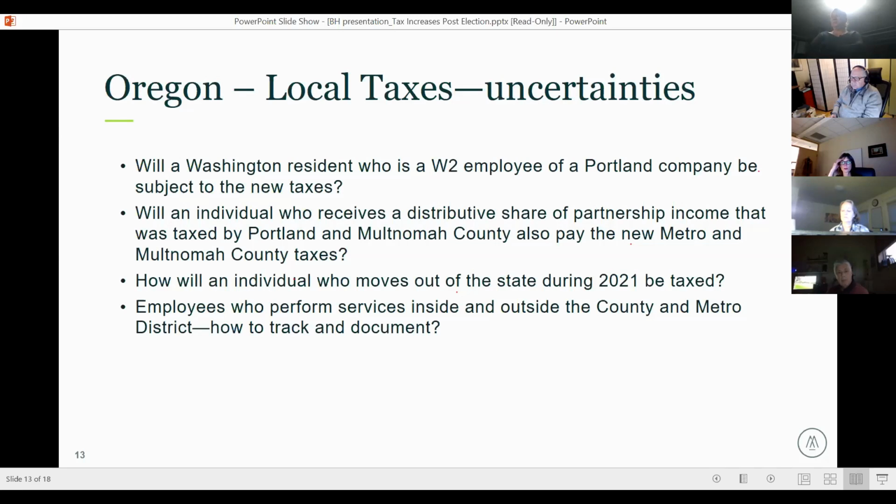An individual moving out of the state during 2021, how will that individual be taxed? We don't have rules on that yet. Hopefully that is coming, since the tax is effective.